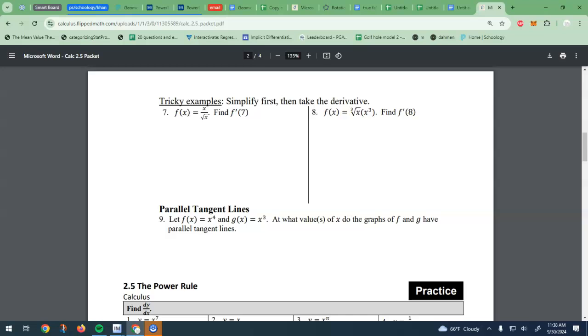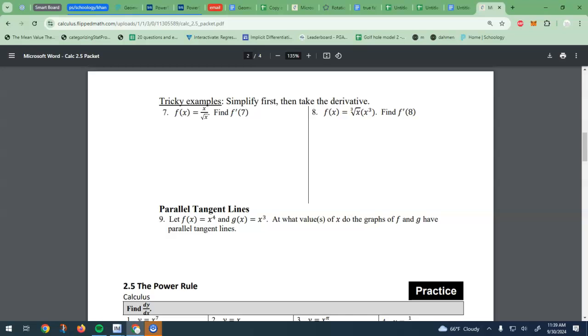So the hard part of these for most people is the simplifying, not the calculus. I would rewrite this as x over x to the 1/2, because the square root of x is the same as x to the 1/2. And then when you're dividing the same base, you subtract the exponents. So that really just turns into x to the 1/2. And then I do my derivative. 1/2 x to the negative 1/2.